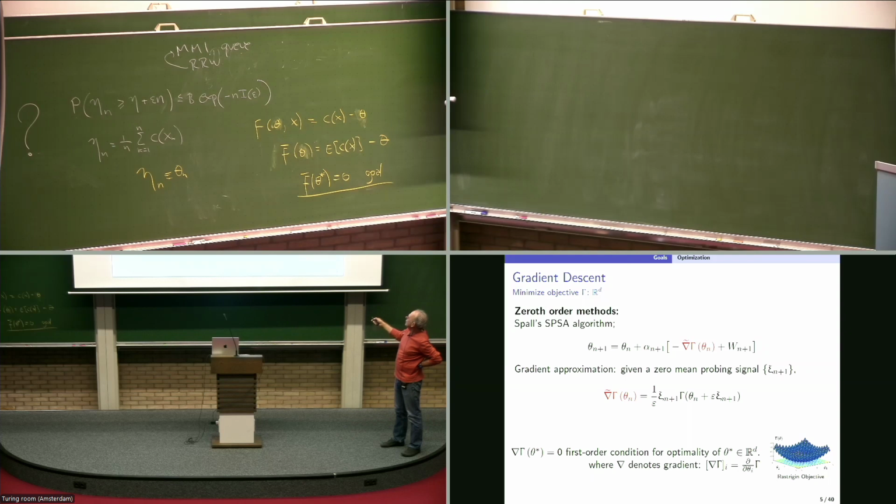You take an IID zero mean vector sequence here. So this c_n is zero mean IID. More assumptions could be helpful if you like. The mean of this, with theta fixed, is approximately equal to the gradient, with an error of about, depending on your assumptions, epsilon squared. Okay, and so this works really well if you're clever in your choice of this exploration signal.